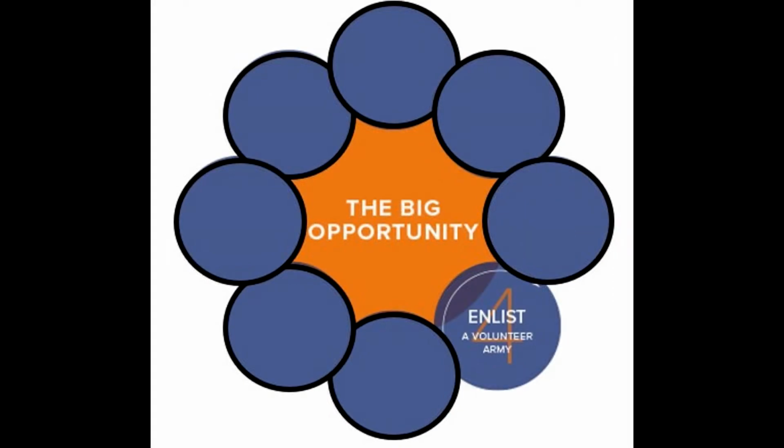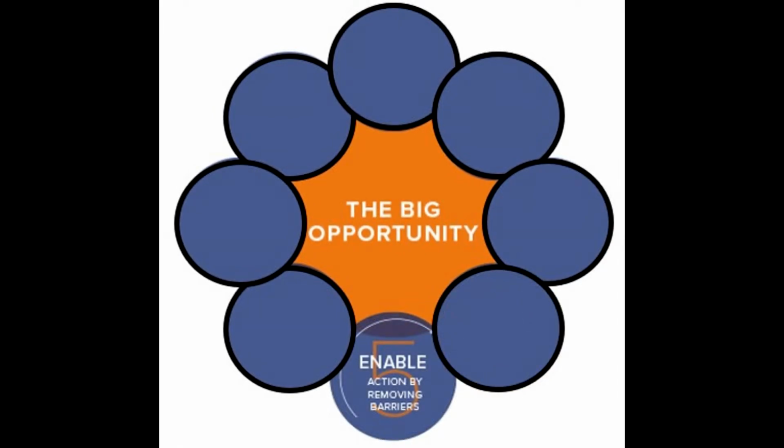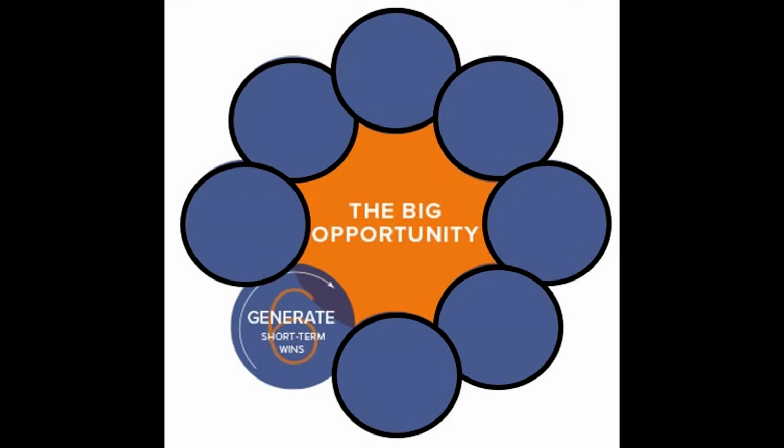Step 4. Enlist your army. In order to create a buy-in, your army will build support for your idea and advocate across your organization. Step 5. Enable action. By removing barriers to success, this can be inefficient process or hierarchies that prohibit impactful communication. Step 6. Generate short-term wins. To engage volunteers and maintain positive momentum of your project.